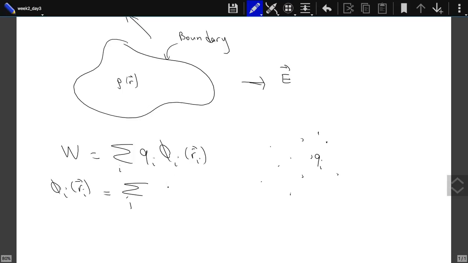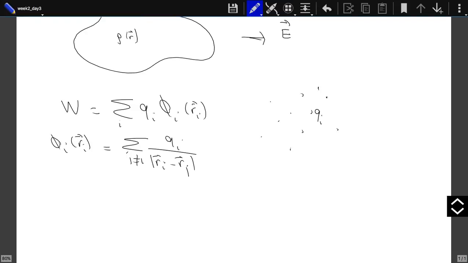So phi_i at the position r_i is in fact defined as the sum over, let's say, j, q_j divided by |r_i minus r_j|, and j should not be equal to i. So for point charges, this is what we had obtained. And we said that, okay, we can also, let's say here, we have a 1 over 2. Basically, to avoid double counting, we had inserted that 1 over 2.